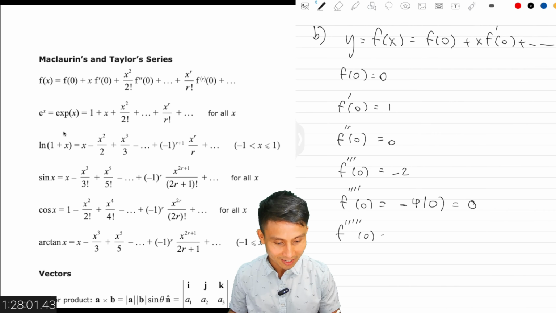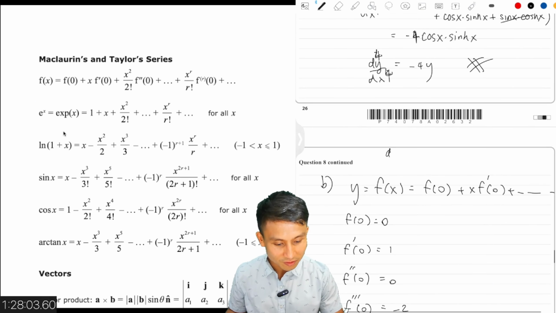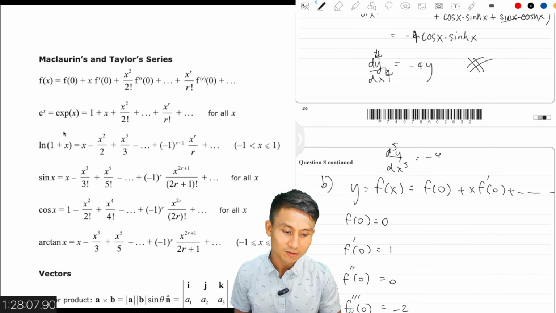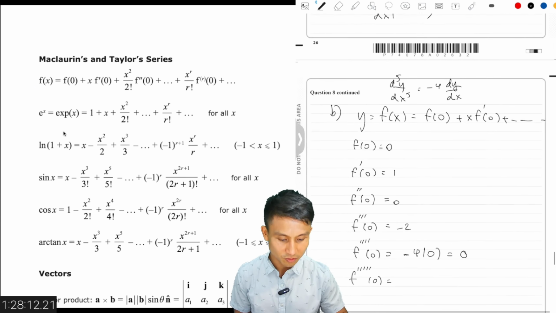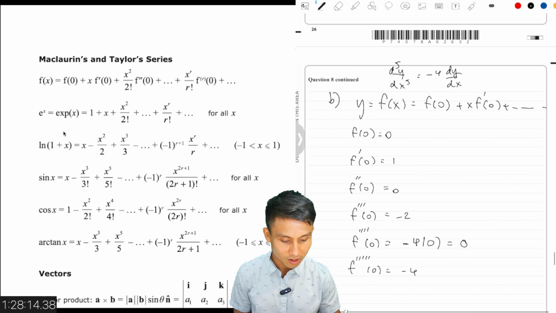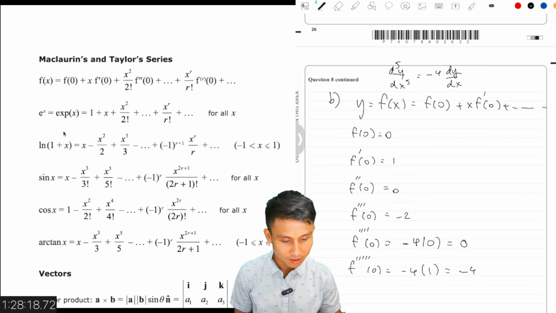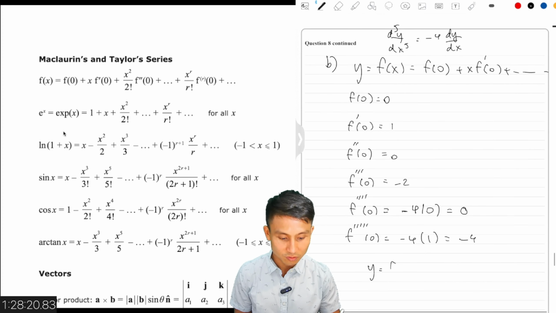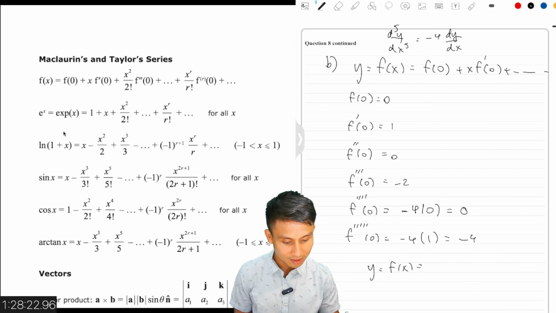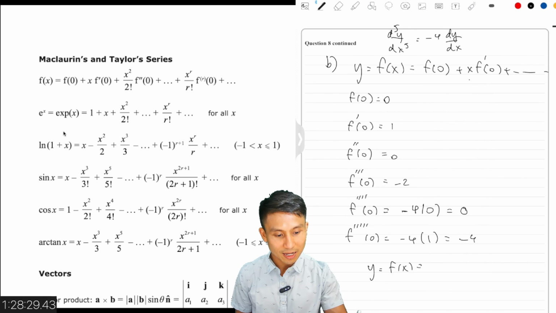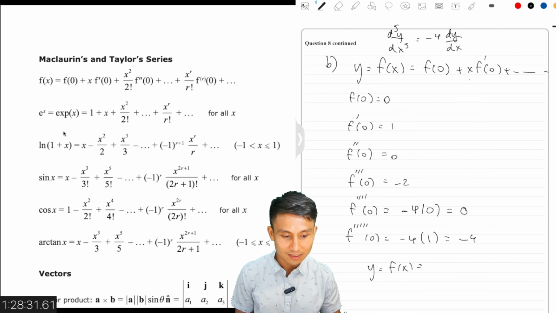So what do we have for the fifth derivative? d5y by dx5 equals just minus 4 dy by dx, right? Minus 4 dy by dx at 0 is 1. So that's just minus 4. So basically, y equals f(x) equals, the first derivative is x times f dash 0. So that's x. X is, wait, what?